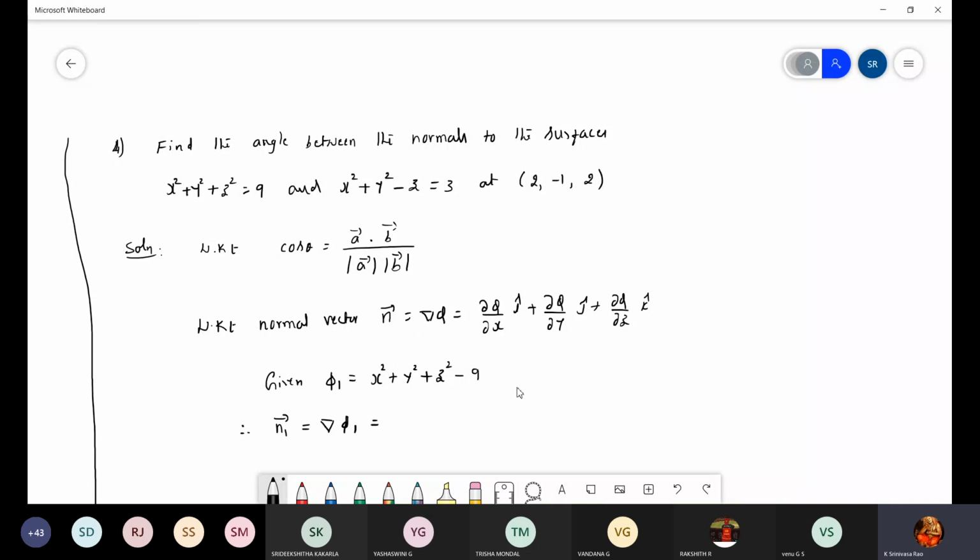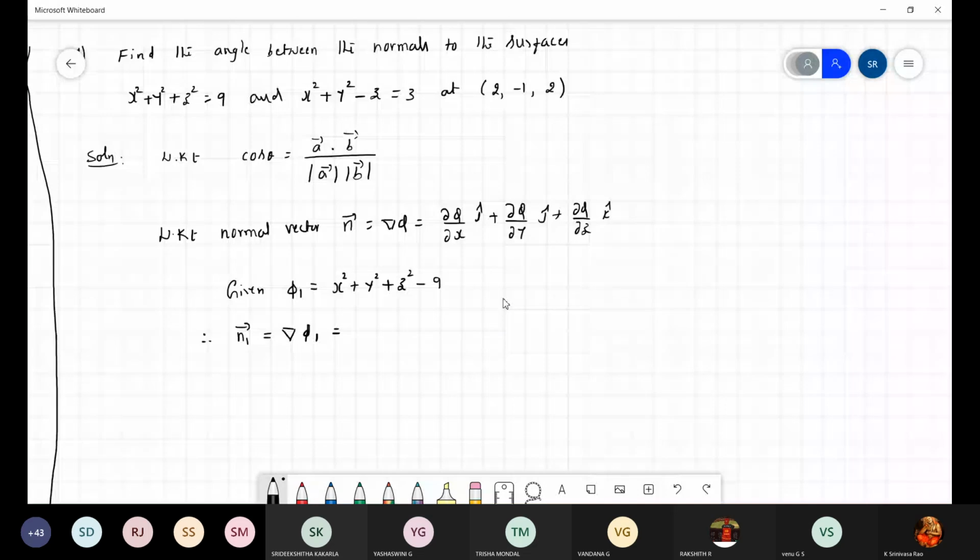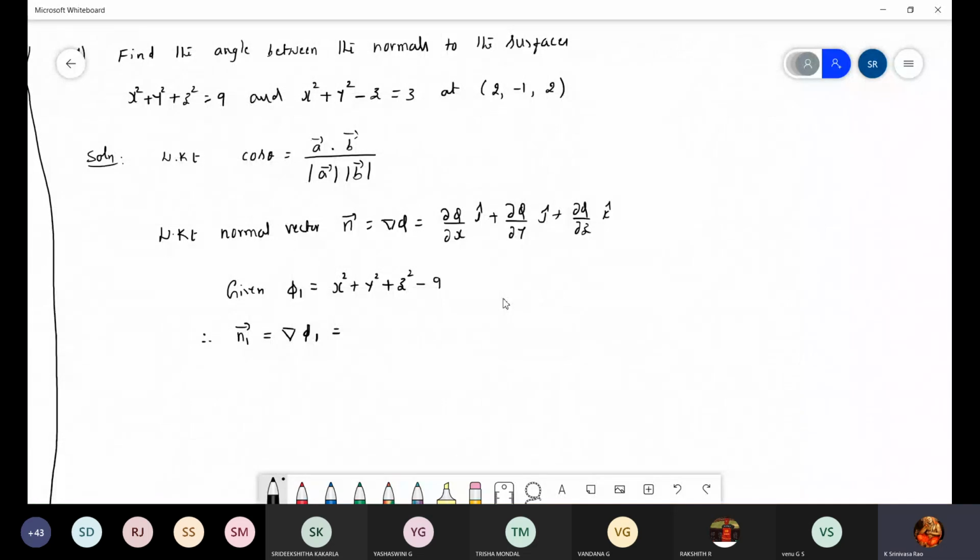You can differentiate directly. Dou phi by dou x i cap: differentiating phi with respect to x is very simple, you get 2x i cap, since y square, z square and 9 give 0. With respect to y, x square gives 0, y square gives 2y, z square and 9 give 0, so 2y j cap. And with respect to z, you get 2z k cap. This is a simple differentiation.